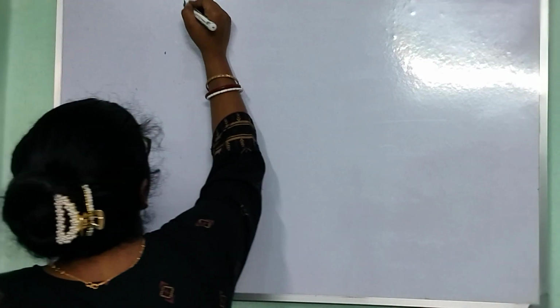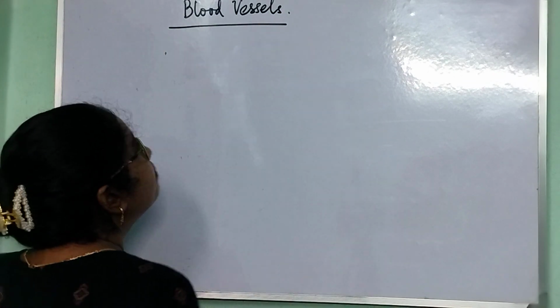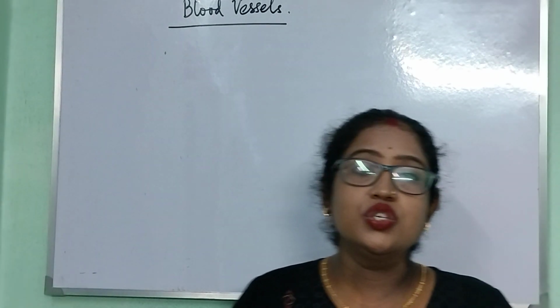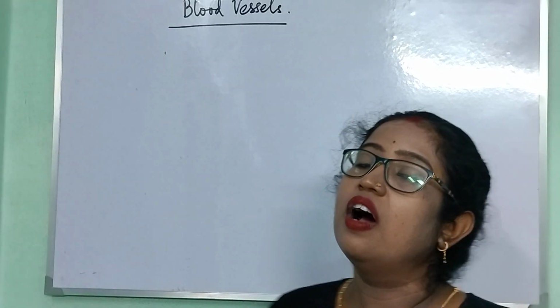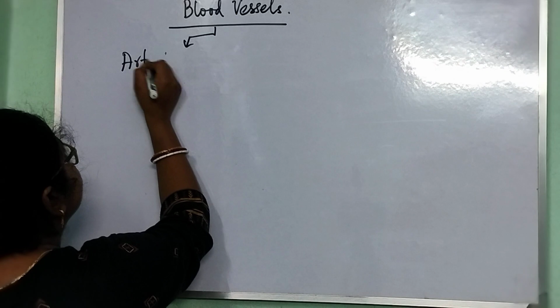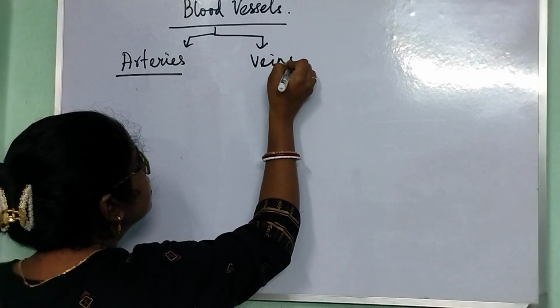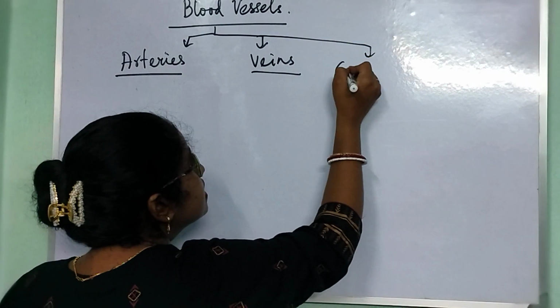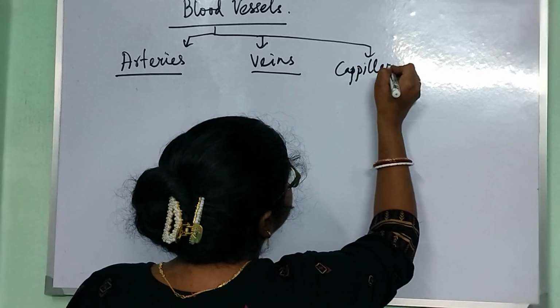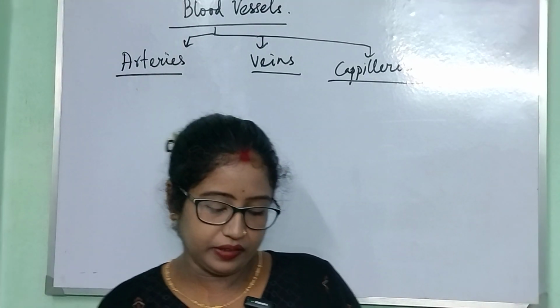So today's topic is the blood vessels. Blood vessels are nothing but the tube-like structures that carry blood from one part of our body to another part. So there are three different kinds of blood vessels in our body. The first one is the arteries. Second one is the veins, and the third one is capillaries. So let us discuss them one by one.